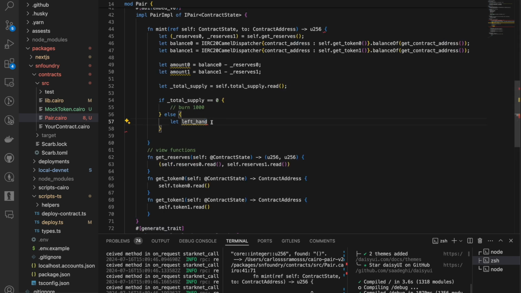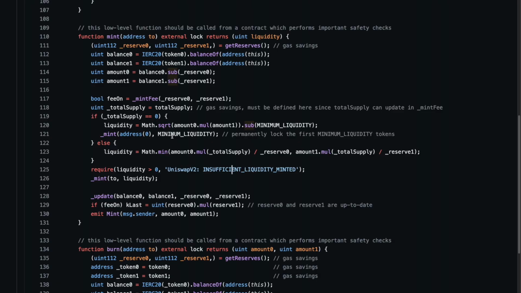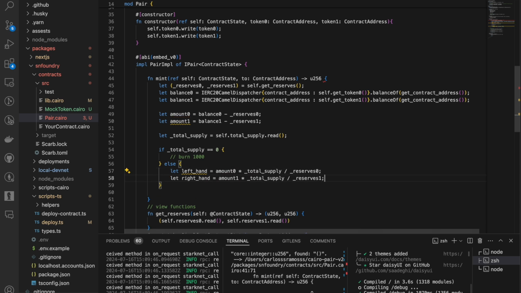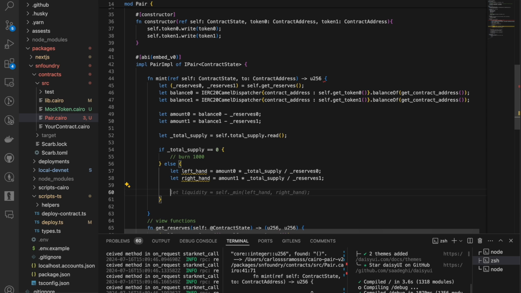That's it. The left hand, which is the other side of this, is going to be equal to the multiplication of the amount and total supply. Basically, it's going to calculate the proportion of this amount against the total supply with the reserves. So we will be doing this outside the left hand, so we can use it in the minimum function. It's going to be amount 0 times total supply over reserves of 0, and the same for the other one, for amount 1, token 1, and then the liquidity is going to be this.